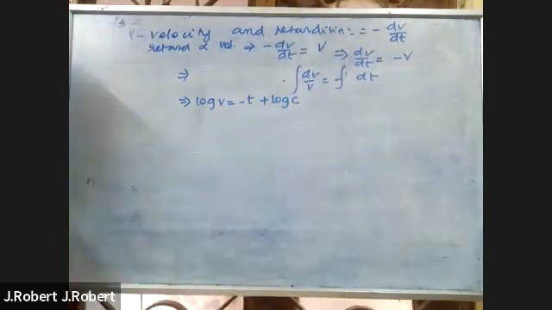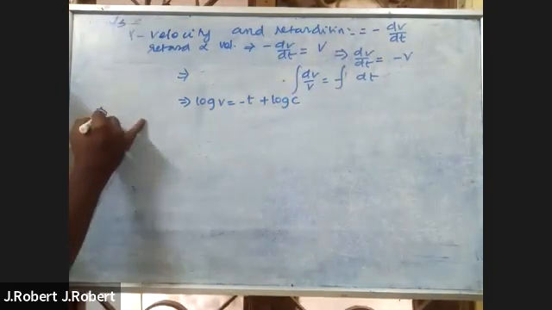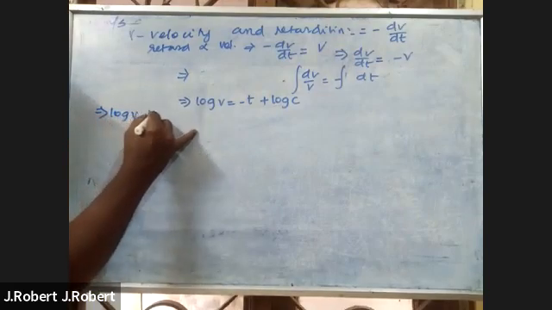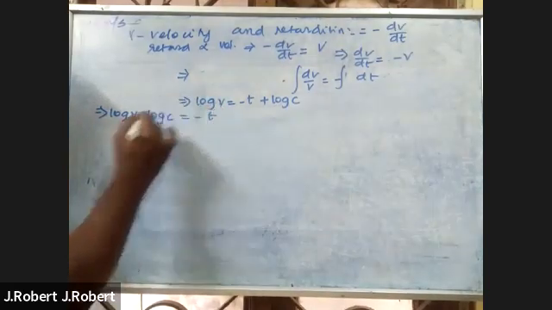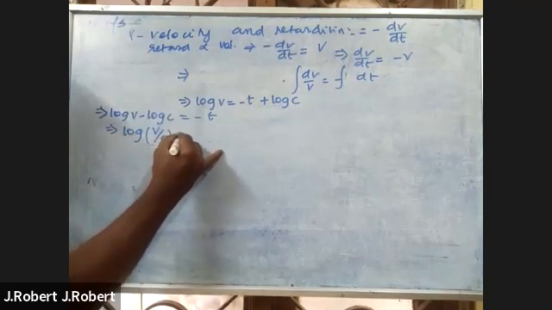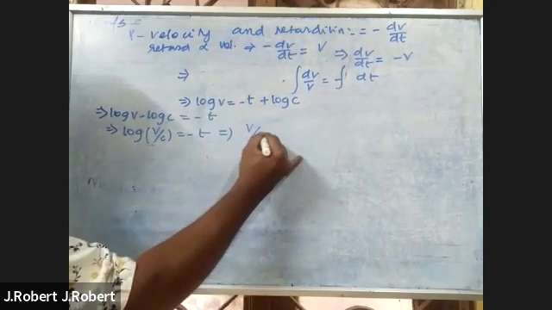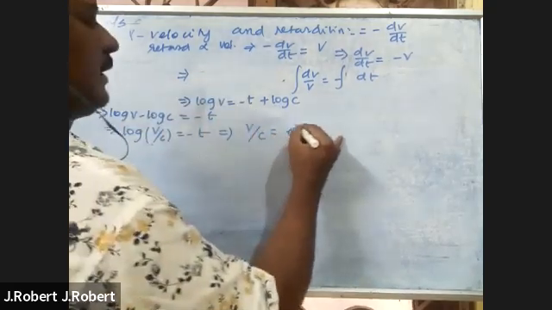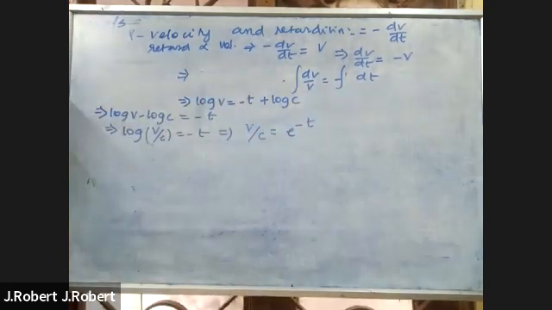You can keep it like that, it is not wrong. Bringing log c to this side, we'll get log v minus log c is equals to minus t. So log m minus log n gives log v by c equals to minus t. So v by c is equals to, taking the log to the other side, e power minus t. v by c equals to e power minus t.